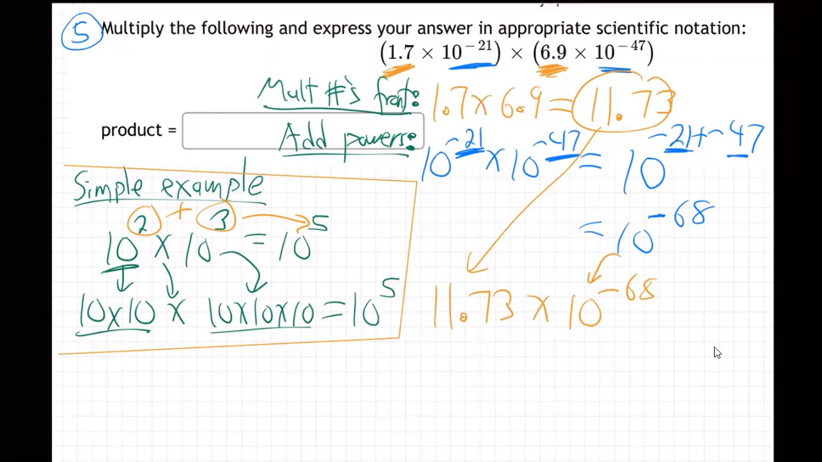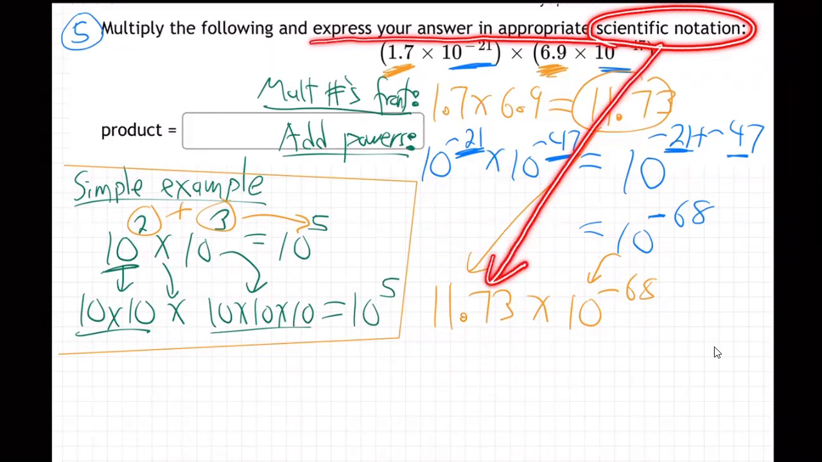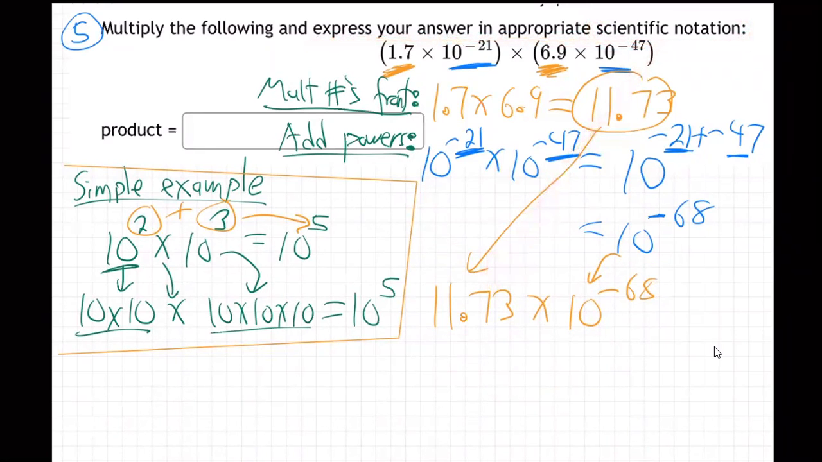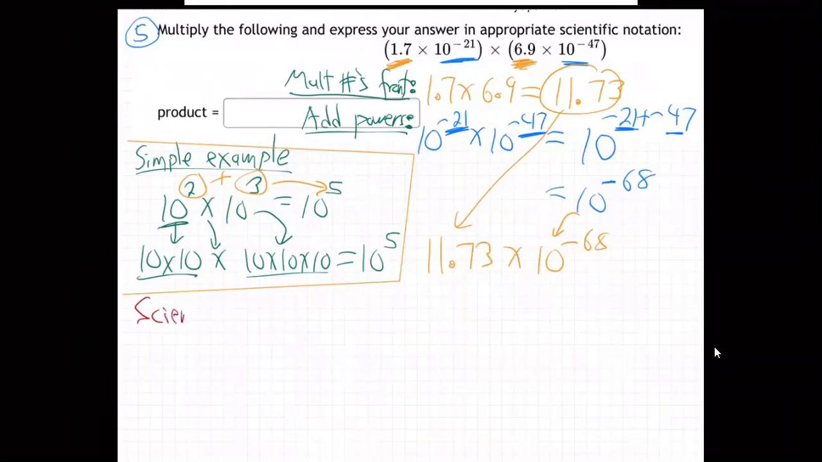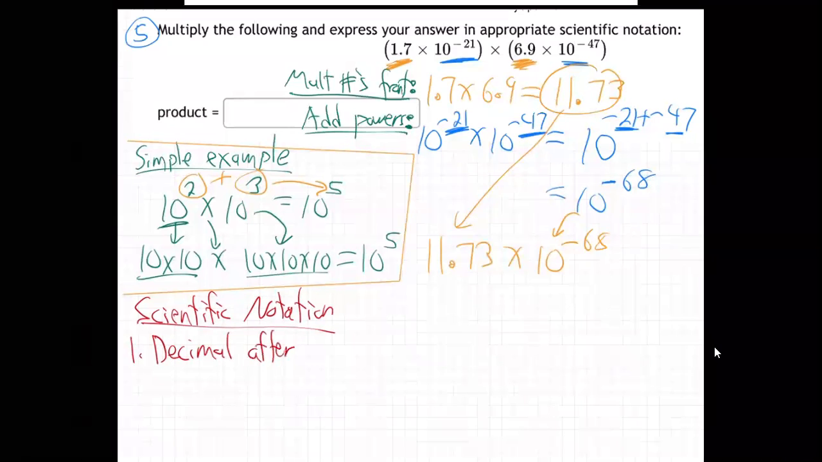Yeah, good job. Look what it said up here: express your answer in appropriate scientific notation. This is not scientific notation. Remember the definition of scientific notation? Write it over here just to remind you. Scientific notation, number one, decimal after the first digit, and then of course times 10 to some power.